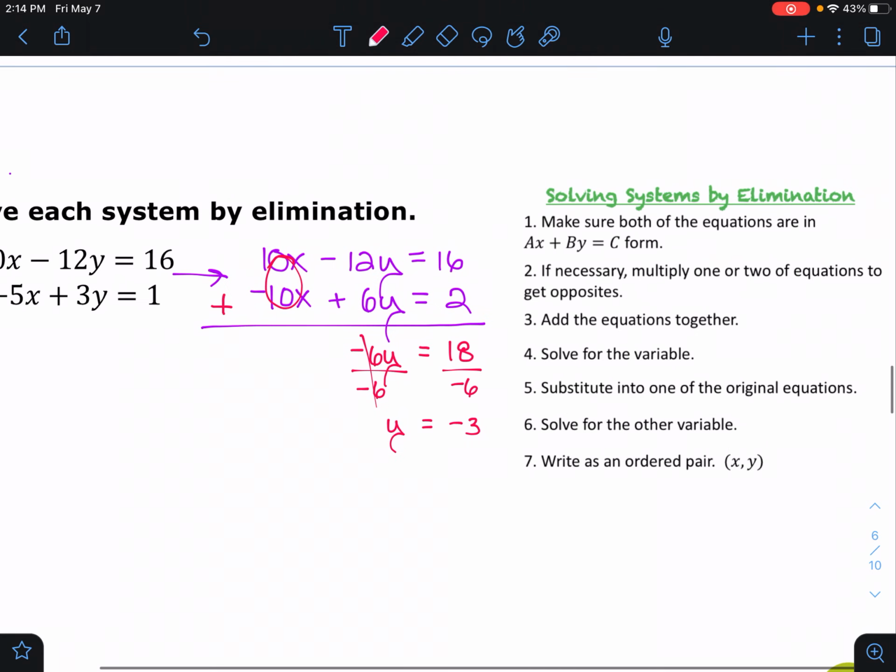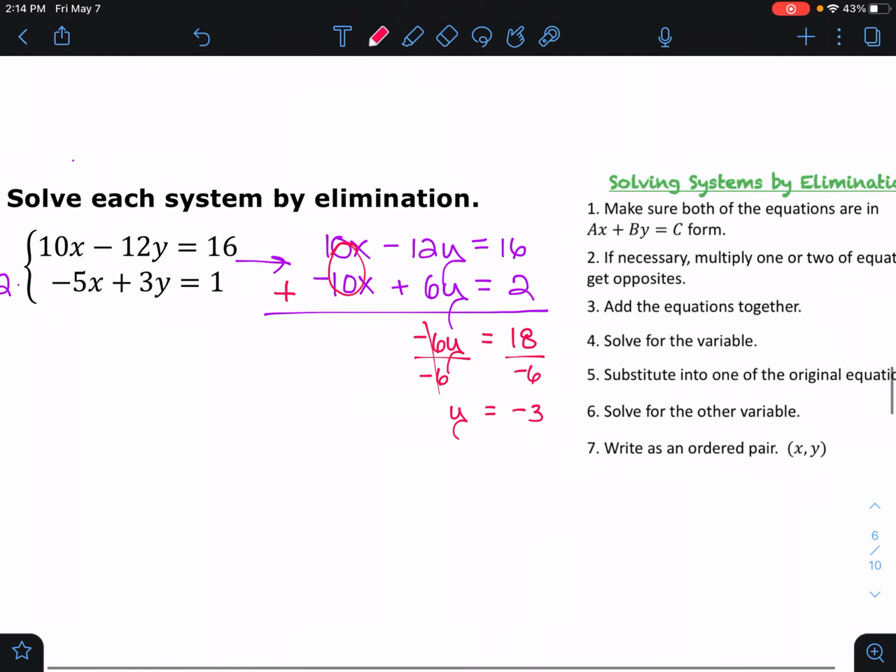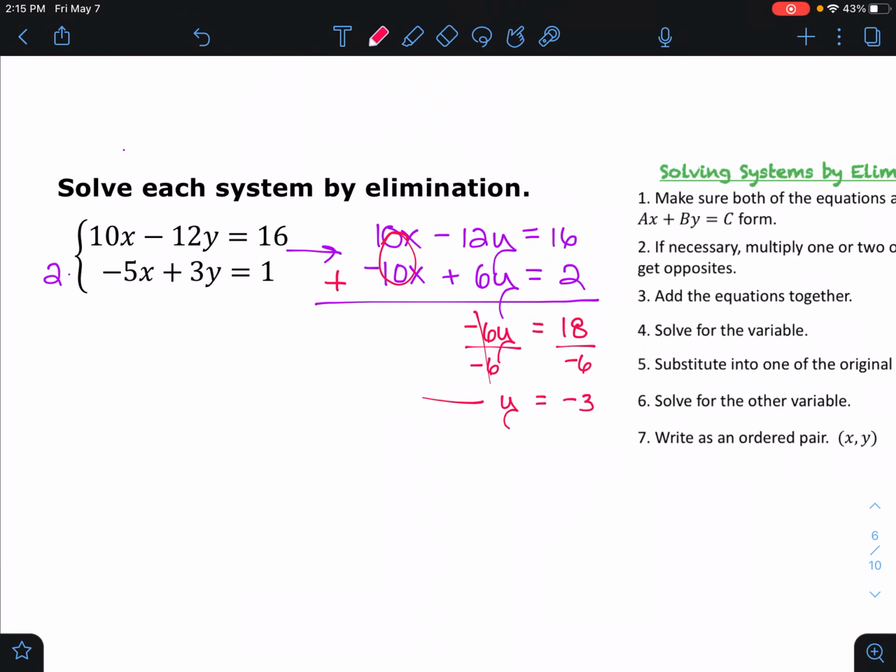That's step number 4. Step number 5 says to substitute into one of the original equations. So I'm going to take y equals negative 3, and I'm either going to put it here and solve, or I could put it here. You're going to pick one of those equations. It does not matter. You'll get the same answer. But I kind of like the second one here a little bit better because they're smaller numbers.